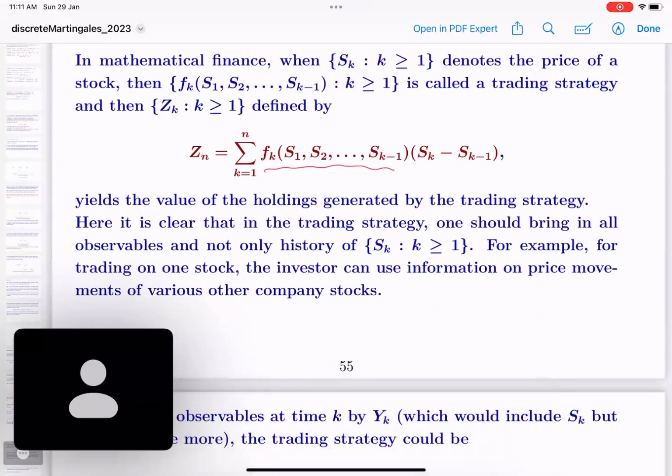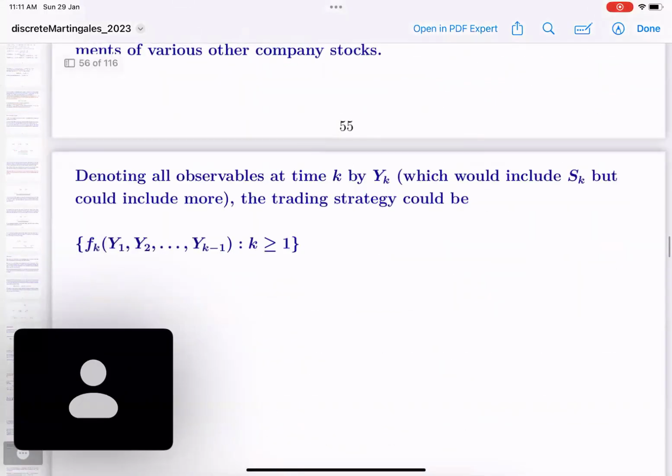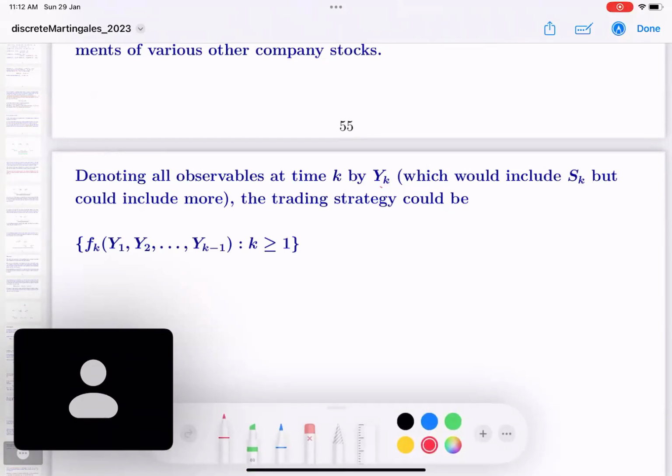So that leads to this general framework that you can denote all observables at time k by yk. So it need not be one real valued function, but it could be a multidimensional function or whatever you might want. It could be a very generic function of observables. And then you can choose Sk, whether to include or not, and this should include Sk, but could include more. And now the trading strategy on kth day could be Fk of y1, y2, yk minus 1.